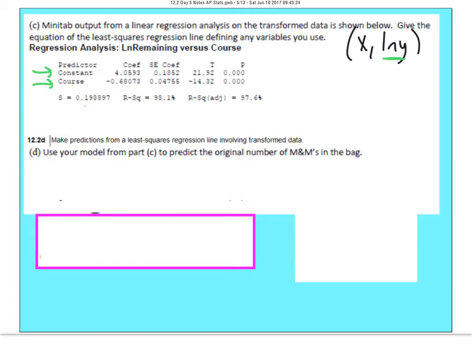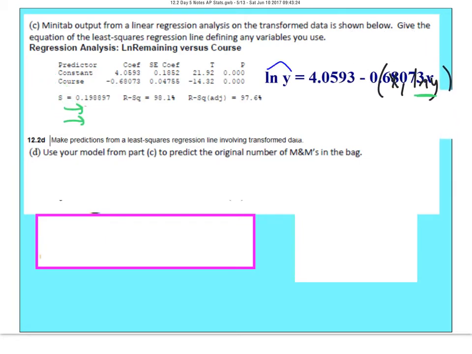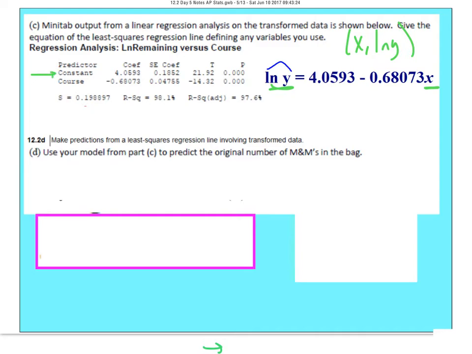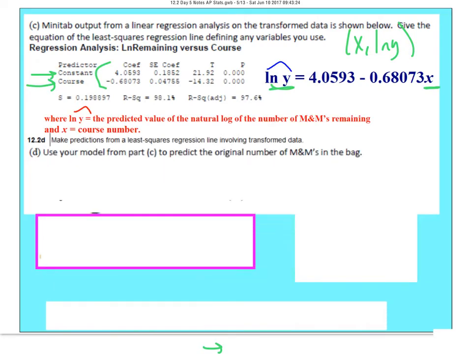So to write the equation, what you would write is this. Remember in our transformation, we had x and natural log of y. So x stays the same, but you have to write the natural log of y hat. You're still going to use the constant and the slope that's stated. None of that is any different. Same process. Now, I do want to define the variables, though. So I'm going to say, let the natural log of y hat be the predicted value of the natural log of the number of M&Ms remaining, and x is still the course number.